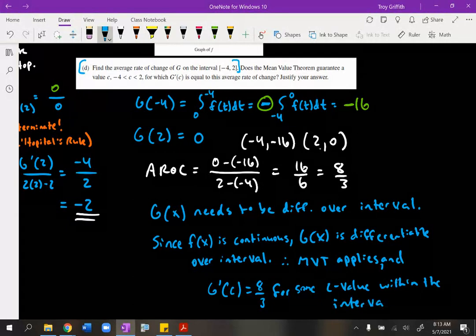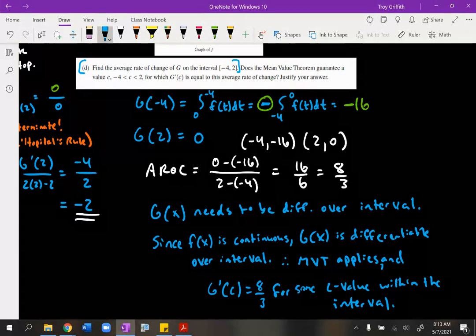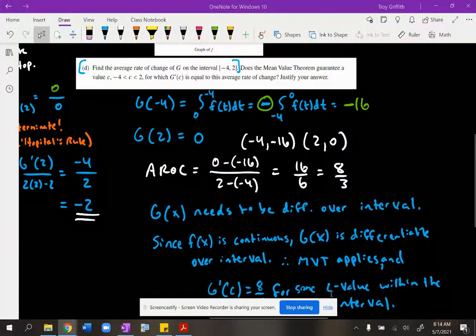Okay, kind of a tricky problem in the sense that you have to make that connection between f of x being continuous and that meaning that g of x is differentiable, but not anything that's too impossible to think about as long as we understand differentiability and continuity. And that concludes question 4 from the 2021 AP FRQ.